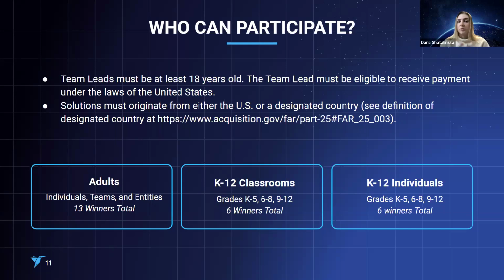There are also some geographical restrictions. The solution itself must be developed in the United States or a designated country. A full list of the eligible countries is available via the link provided on this slide. It is also available on the challenge website. And this requirement applies only to the team leader. So if you think you're not eligible, you may still join as a team as long as the team leader meets the criteria. Next slide, please.